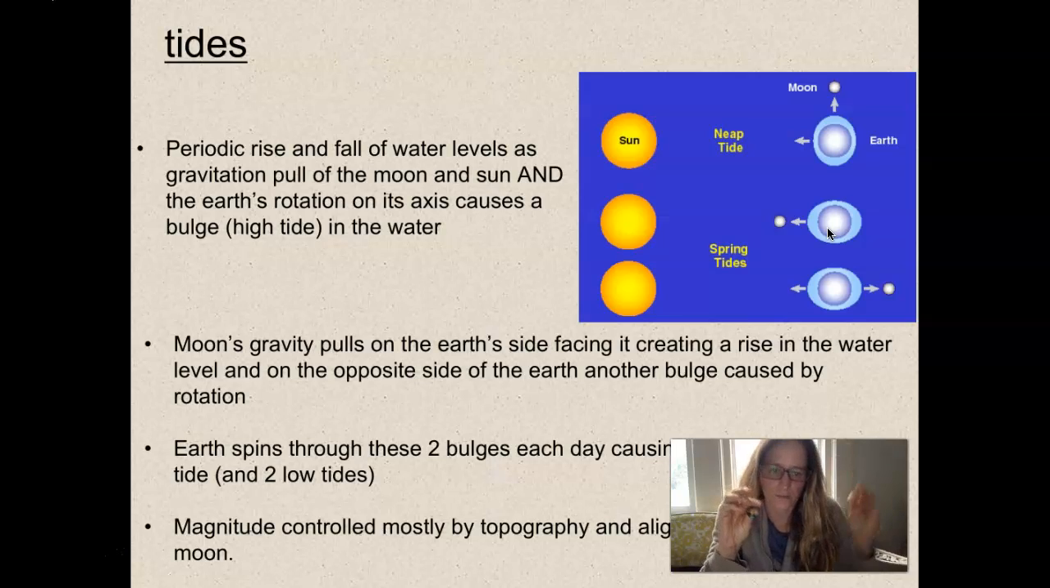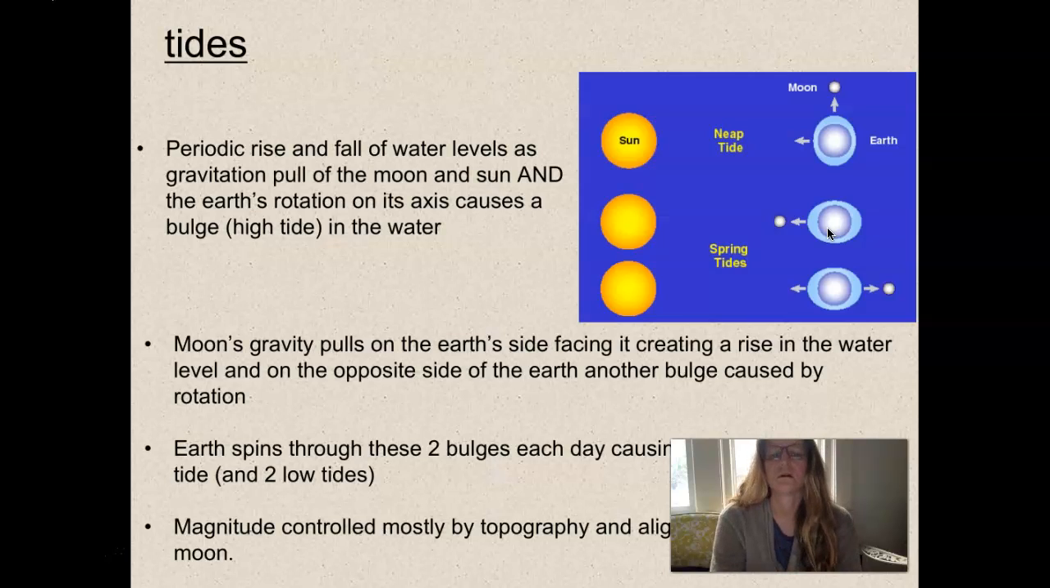Sometimes the moon can be on the other side of the earth from the sun. And at the top is the neap tide, where the moon is at a right angle to the sun, and so the sun has its pull of gravity on the ocean basins, and so the high tides and the low tides, there's not as big a difference between high and low tide during that time.